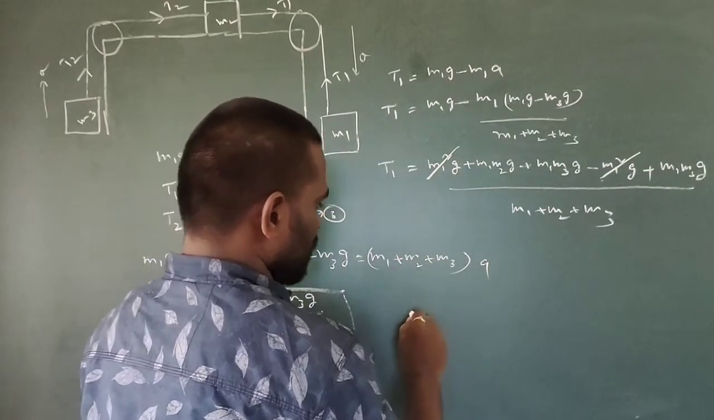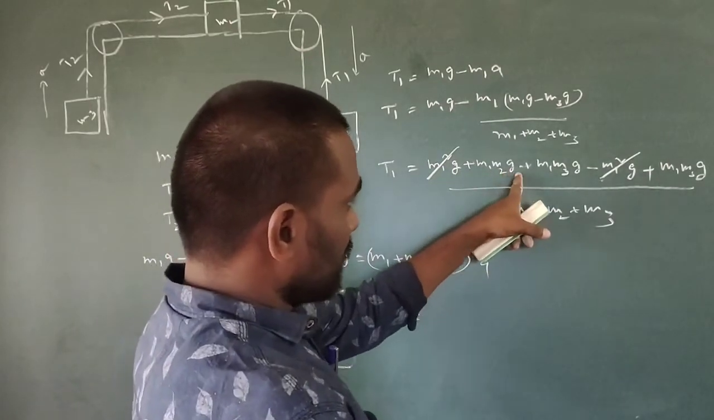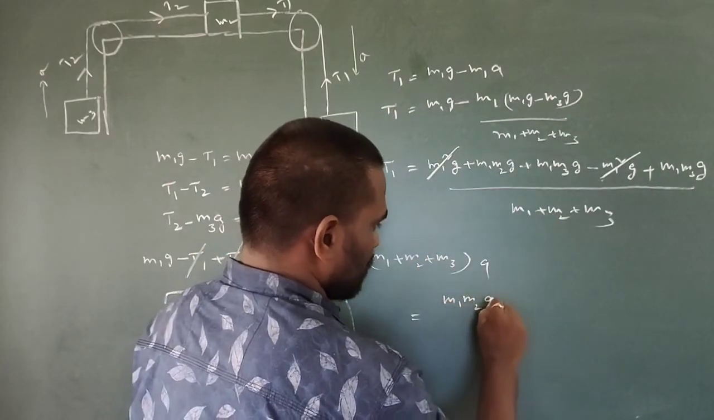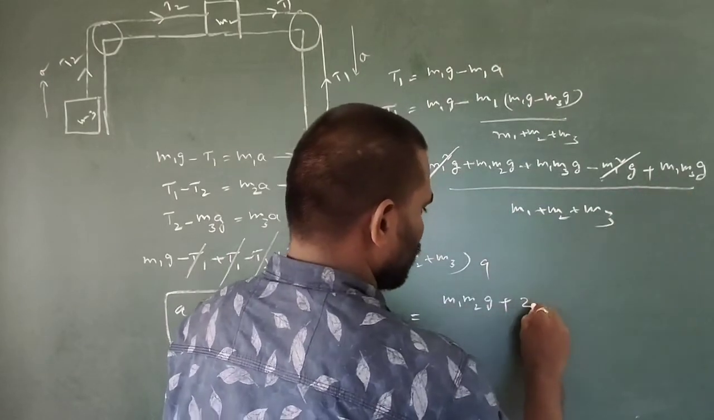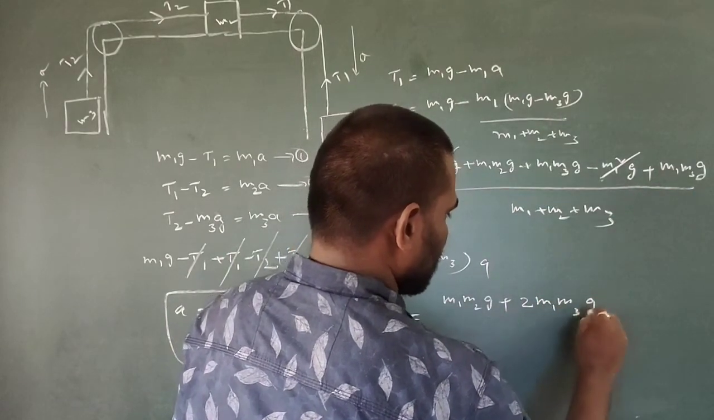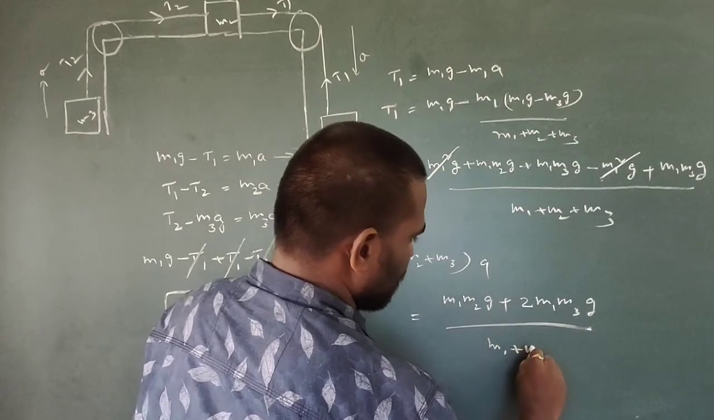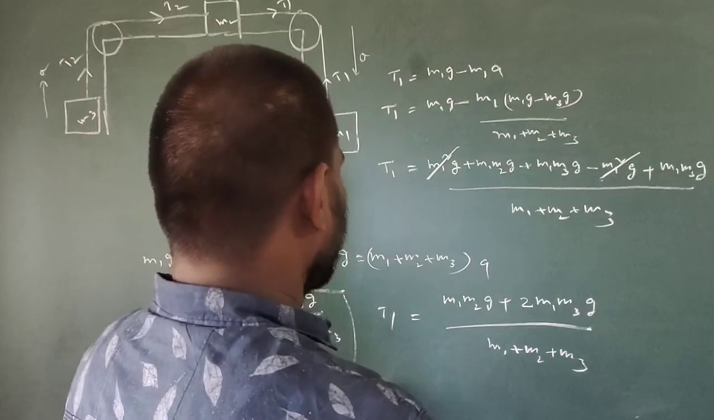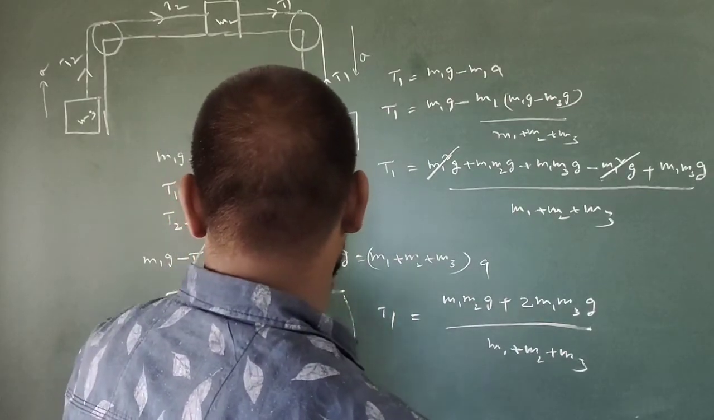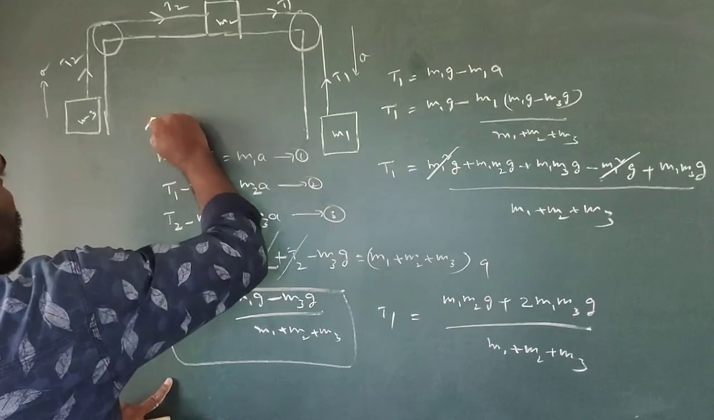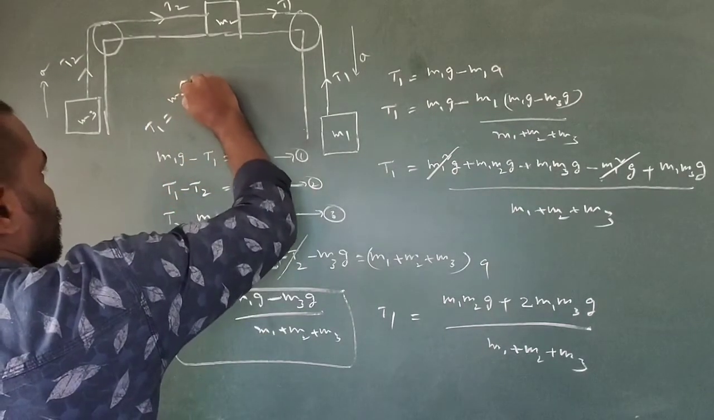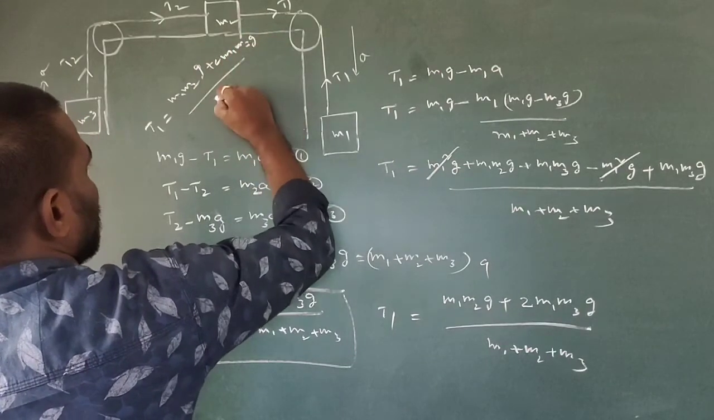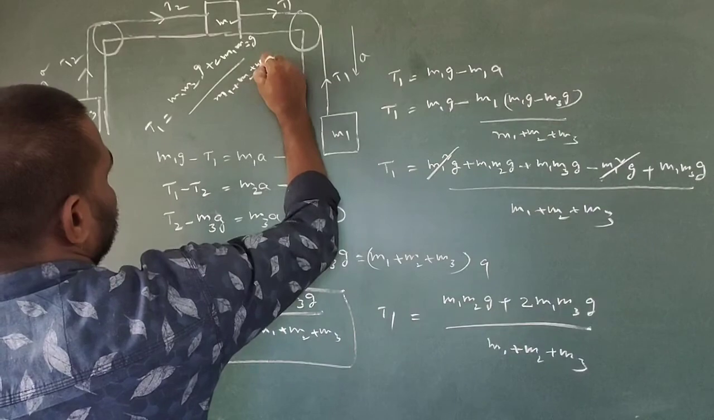Then the next expression is equal to m1 m2g plus 2 m1 m3g by (m1 plus m2 plus m3). This is the tension in the string. So, substituting the acceleration in equation number 1, your tension T1 is equal to m1 m2g plus 2 m1 m3g by (m1 plus m2 plus m3).